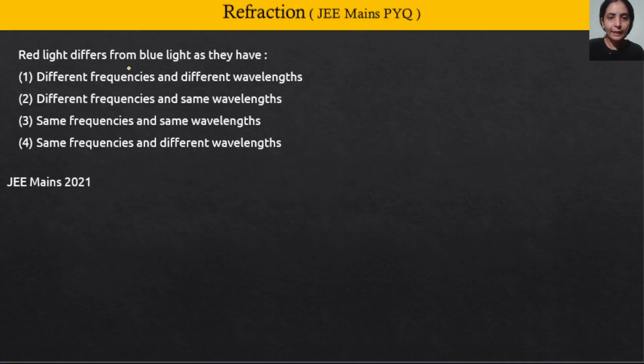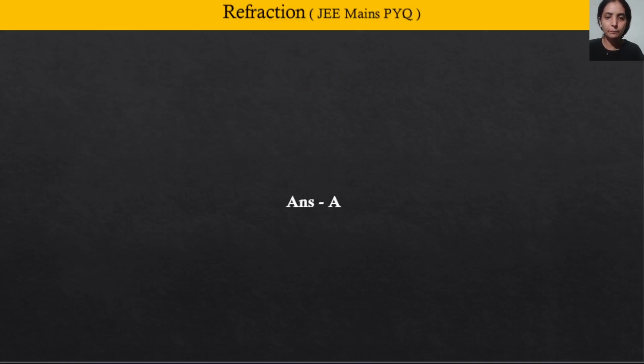So this was this. Red light differs from blue light as they have different frequencies and different wavelengths, right? So their frequency is different, their wavelength is different, so option one will be correct, right?